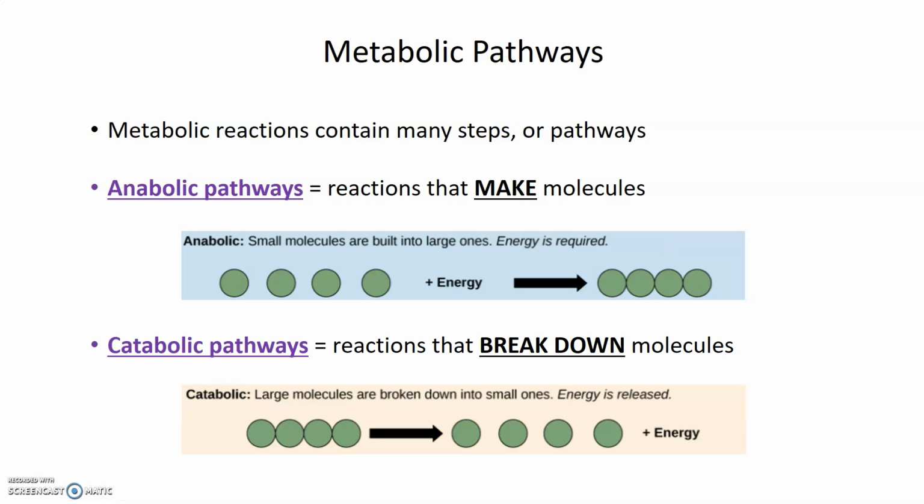And there are also some types of reactions known as catabolic reactions or catabolic pathways, where large molecules are broken down into smaller ones. So reactions that break down molecules are known as catabolic. And in the process of breaking down a big molecule into smaller subunits, energy is released. And so anabolic pathways make molecules and require energy. Catabolic pathways break down molecules and release energy.